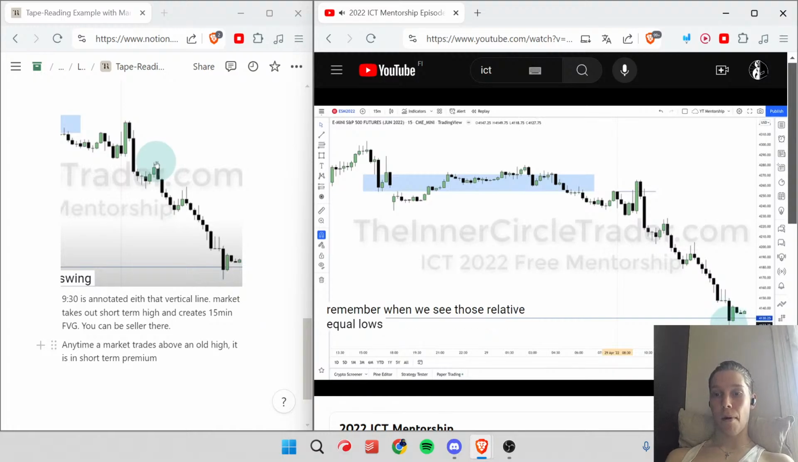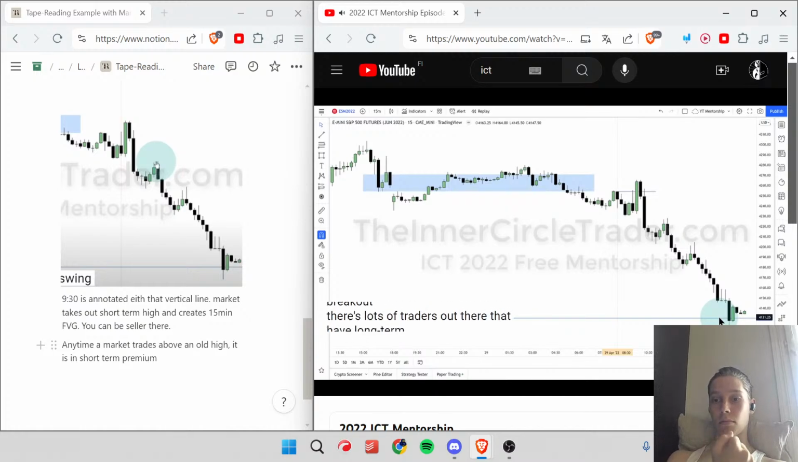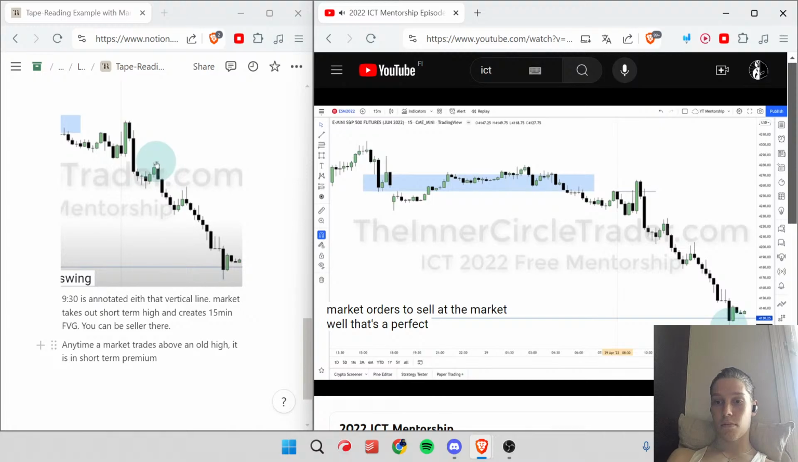Remember, when we see these relative equal lows on the daily chart, traders are going to look at that as a breakout. There's lots of traders out there that have long-term trend following systems and models, and if it breaks below those areas, they want to be short. So that's going to flood the market with what? Market orders to sell at the market. Well, that's a perfect counterpart to smart money being short up here because they want to buy it at a lower price. And while up here, they're aiming down here.